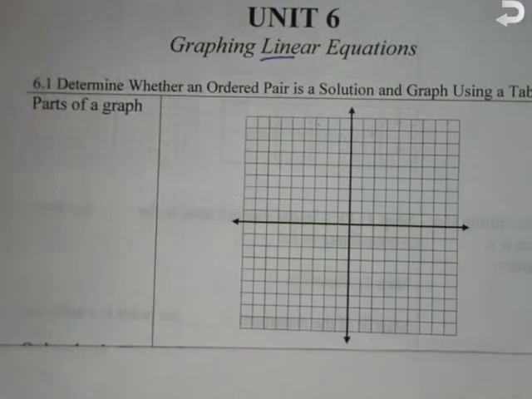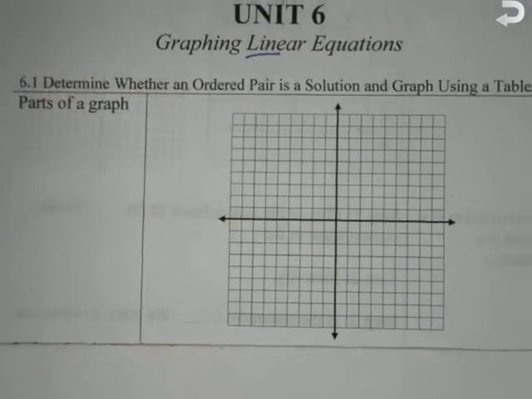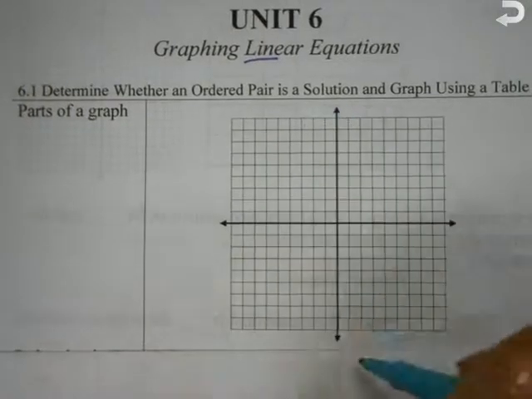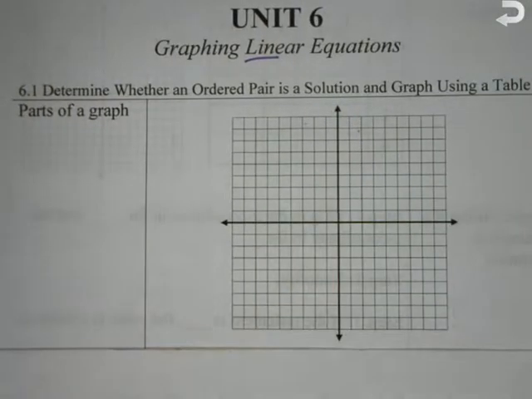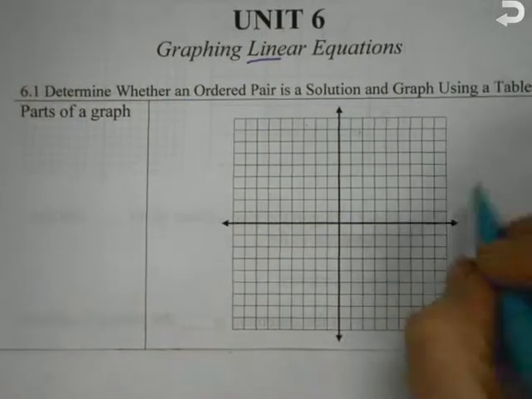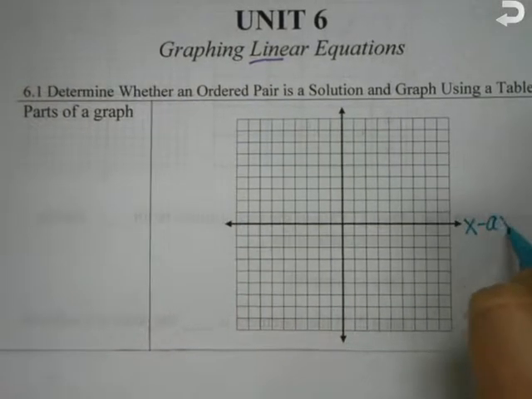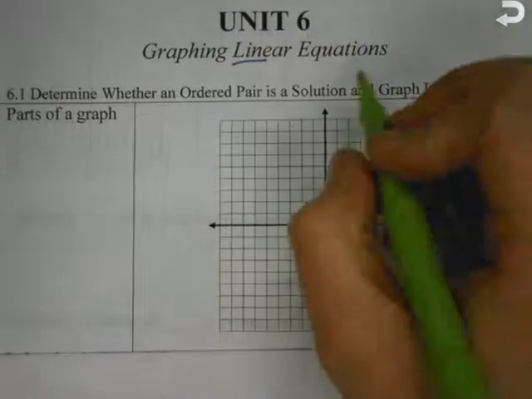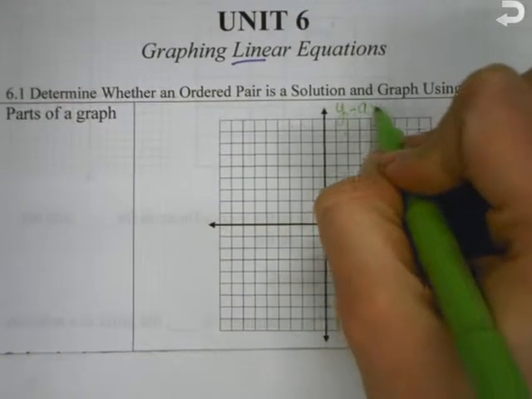We have multiple parts on a graph. There's first these two lines, right here and up here. These are called axes. Which way is the x-axis? Left to right or up and down? Left to right. Very good, left to right. So let's label it. And so the up and down is the y-axis.